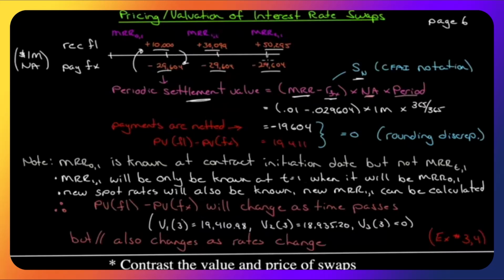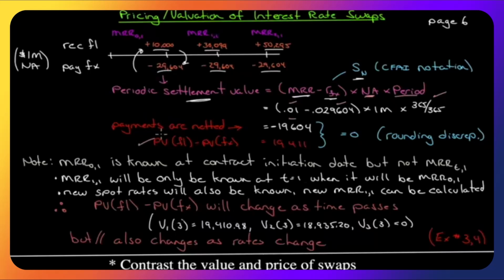We've set it up so that it's annual, so it's 365 over 365. It could be quarterly, it could be semi-annual. But if we multiply this out, 0.01 minus 0.029604, because that's the fixed rate on the very first payment date, that is the floating rate, times a million, we'll get negative 19,604, which makes sense, right? All we're doing is taking the 10,000 off the 29,000 and sending the other side 19,000 instead of them sending us 10 and then us sending them the 29. Let's just net it out.